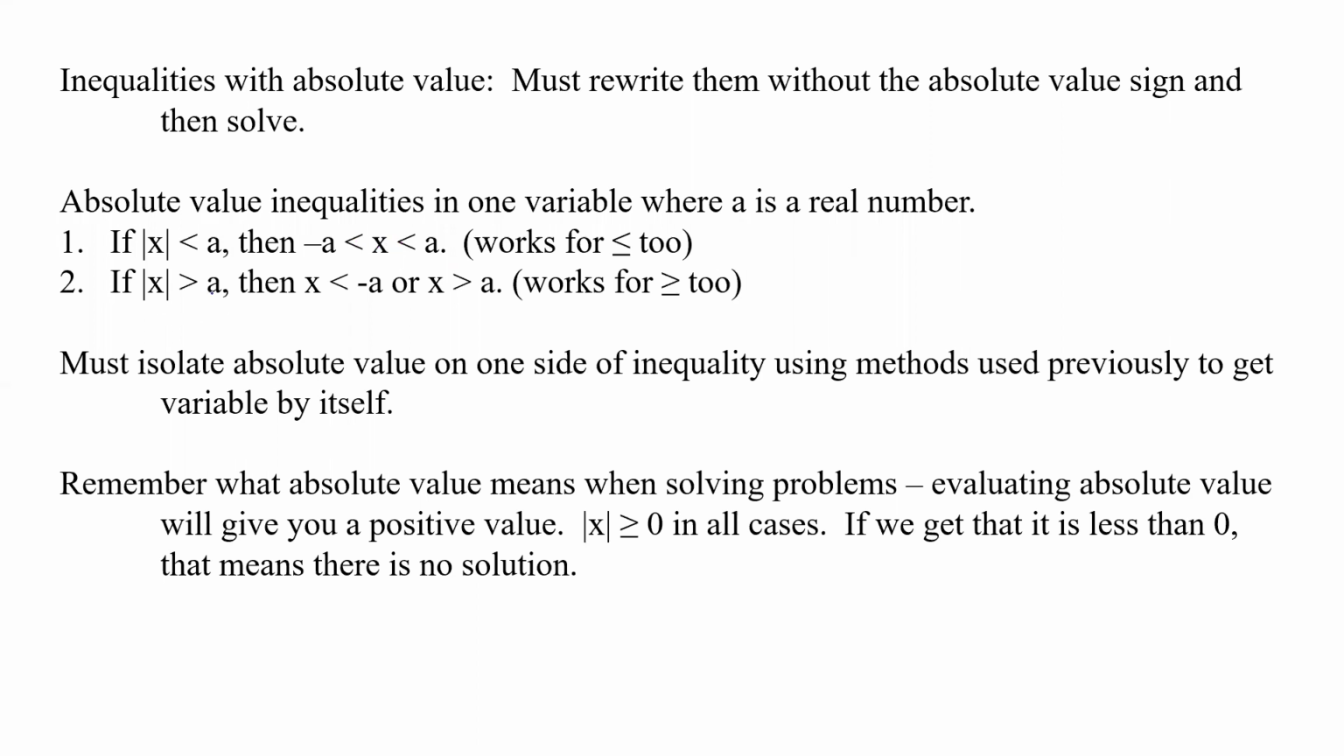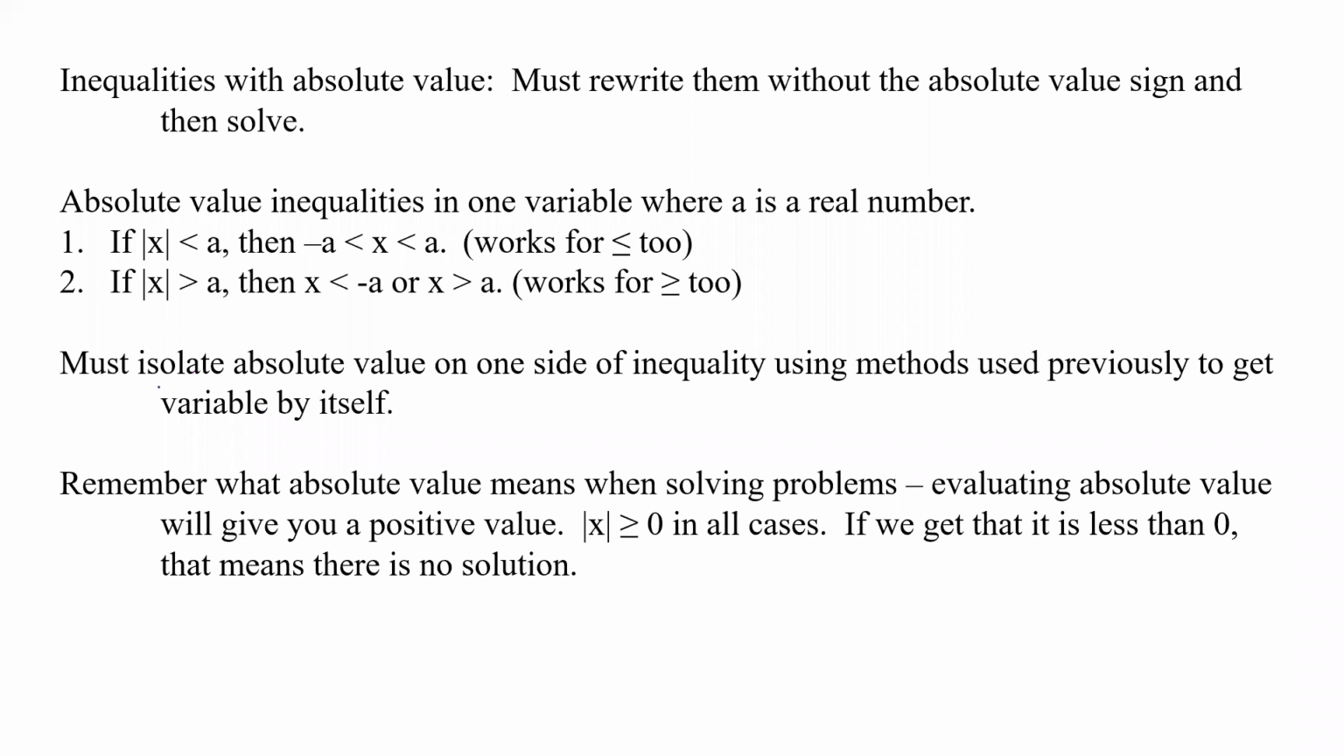Now, if x is greater than a, then we end up with an or statement. So this one gives an and, this one gives an or. In this case, x is going to be less than negative a, or x is going to be greater than a. And again, it works the same for greater than or equal to. So it could be less than or equal to or greater than or equal to. You have to really pay attention to whether those are strictly less than, or less than or equal to.